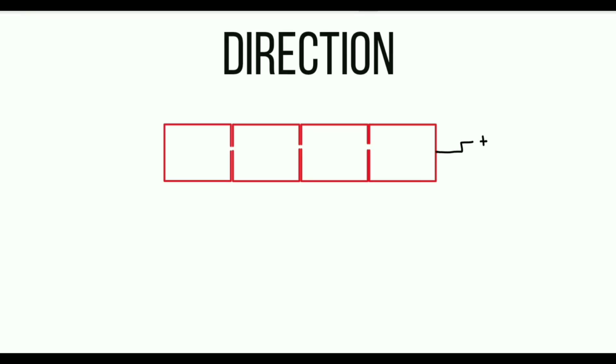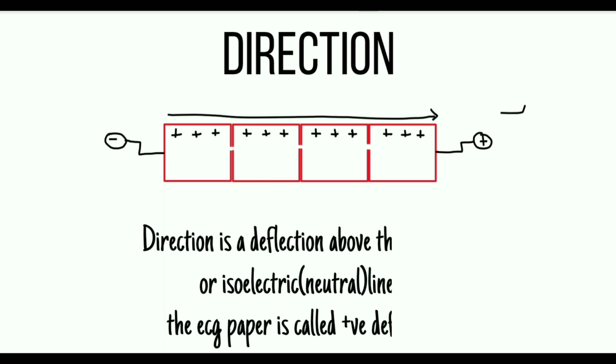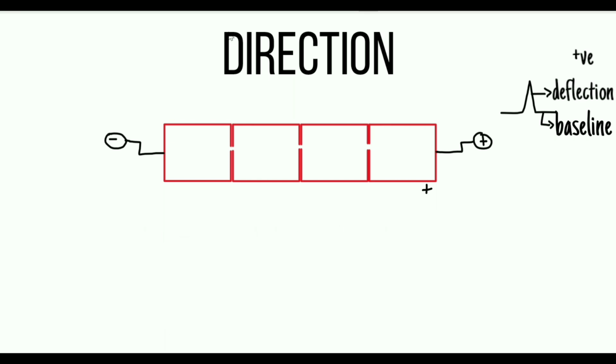Let's say this tissue has been connected to electrodes, one side with a positive electrode, another side with a negative. So the influx of these positive ions creates a depolarizing current which is moving in this direction. It is called a vector. Now in the ECG paper, if the direction of deflection is above the baseline or the isoelectric line, it's called a positive deflection, and this positive deflection is produced due to the vector which is moving towards the positive electrode.